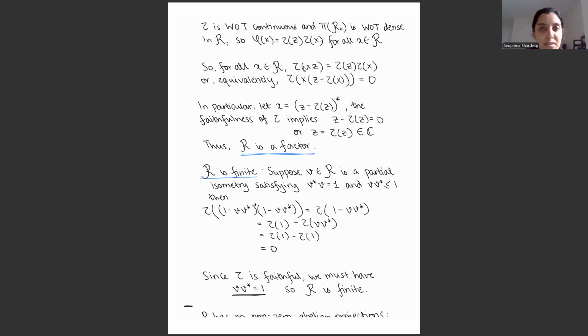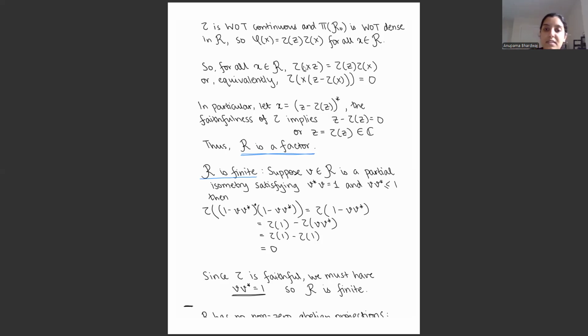And what had we taken z to be? We had taken it to be in the center of R. So since z is in the center of R and is in fact just a complex number, we have that R is a factor. So now we have shown that this thing that we had constructed at the beginning is a factor. It was quite an elaborate construction, but we have successfully shown that R is a factor. Now, the things that remain to be shown are that it's finite and it has no non-zero abelian projections. So let's just show that it's finite.